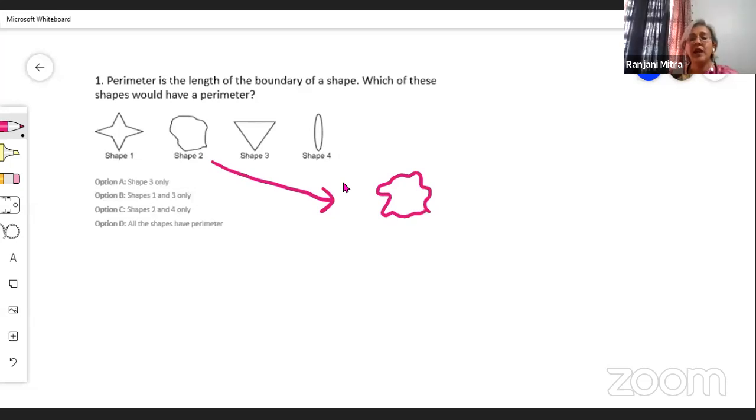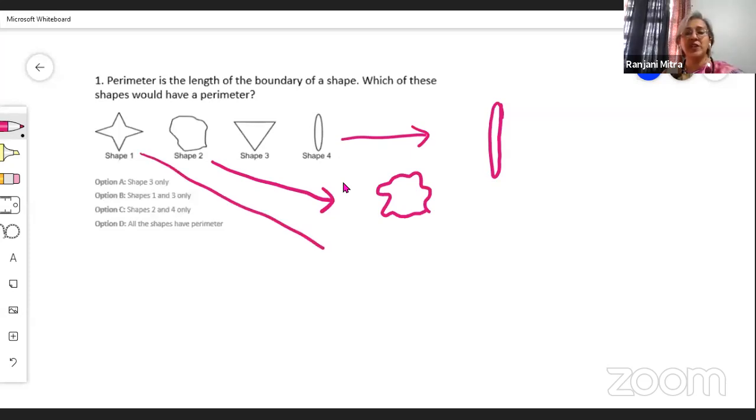Okay. So how do we know whether it has perimeter or not? Does it have a boundary? Yes, of course it has a boundary. I just drew it, right? And the shape closed here. And then of course we have shape 4, which again looks almost 3-dimensional, but it is a closed figure, right? And then of course shape 1.